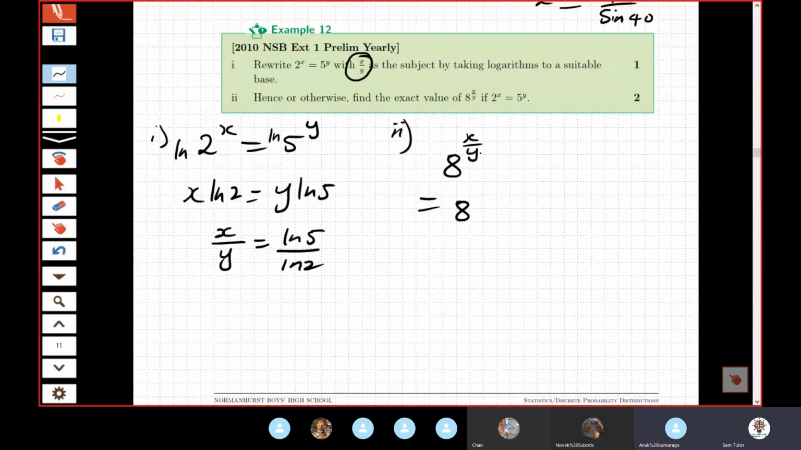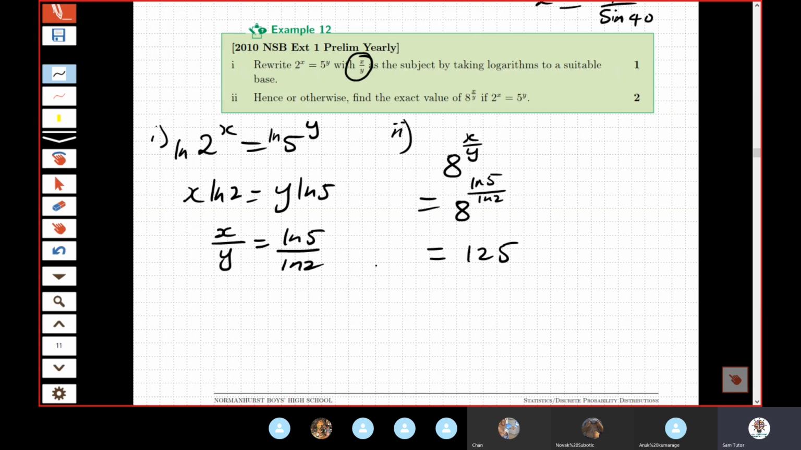Okay. What's x on y equal to? Oh, yeah, ln 5 over ln 2. That's all. You just did the hard work. And then now plug that into your calculator. Okay. I don't even know why this was worth 2 marks. Maybe the first one should have been 2 marks. And the second one, 125. Yeah. It's weird. Anyways.